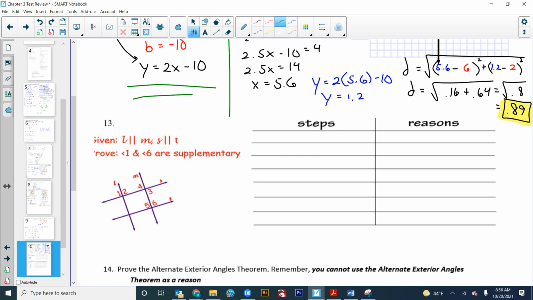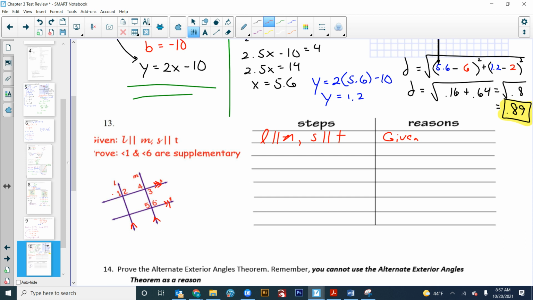All right, next. Given L is parallel to M, S is parallel to T. Ooh, I like when they give us parallel lines. That means all of the corresponding, alternate interior, those are all fair game. Now, I kind of plan out my path. I look at what they gave me, then I look at where I'm heading. I want to prove that angle 1 and angle 6 are supplementary. All right.